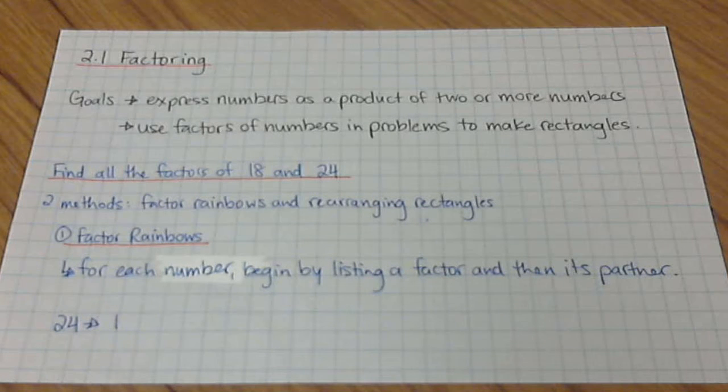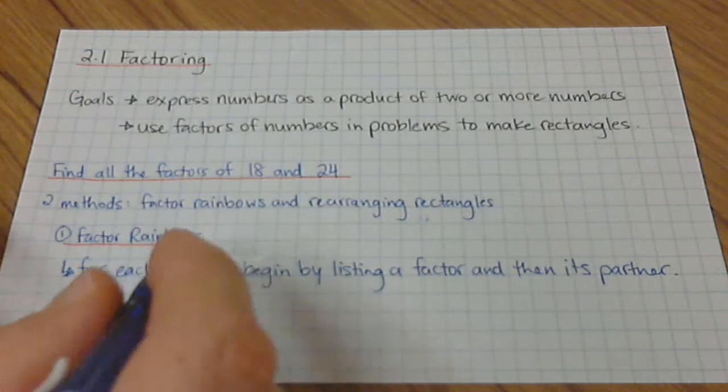Today our goals, we're going to be looking at something called factoring. Our goals would then be to express numbers as a product of two or more numbers and then to use factors of numbers in problems to make rectangles. So what we're going to do is first try to find all the factors of 18 and 24. Just by way of definition, a factor is a number that goes into another number.